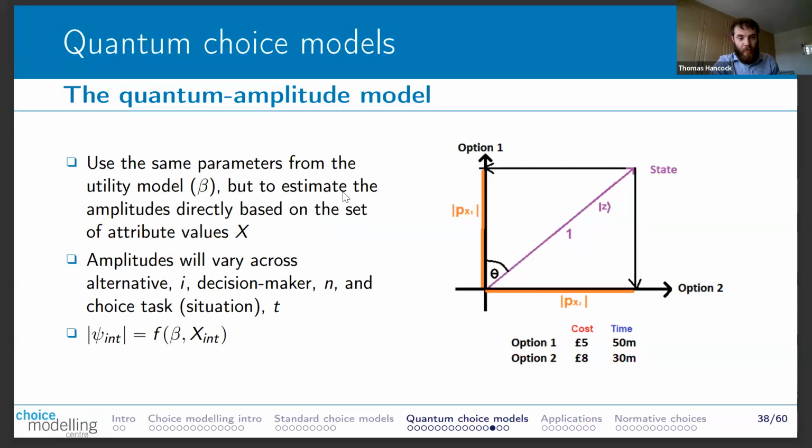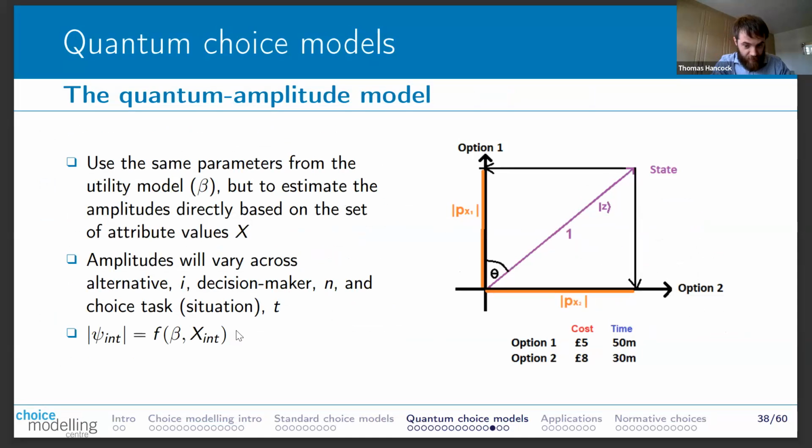Our model, which we called the quantum amplitude model, has the same parameters as the utility model, so that we can make this direct comparison. Basically, we're going to have the relative importance of these different attributes, and we're going to define the amplitudes for different alternatives based on some function of these estimated parameters and the attribute values here.